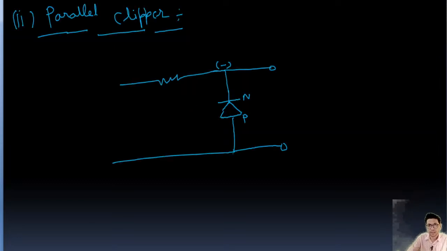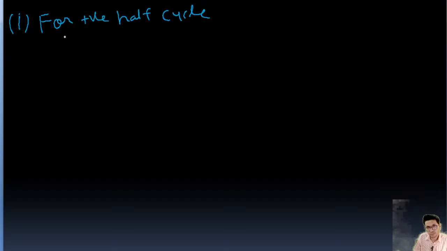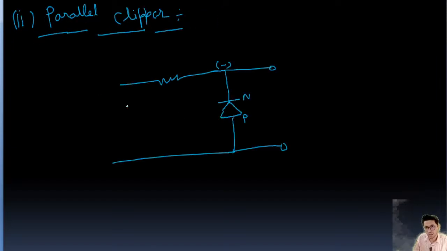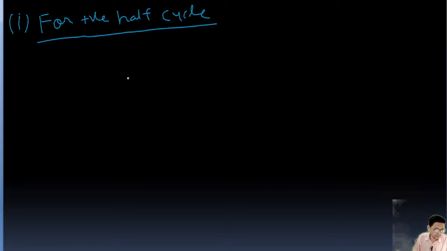Now for the positive half cycle. Here you can see that for the positive half cycle this will be positive, and here it will be negative, so it is negative and positive, right? So it is reverse bias, and reverse bias means this will be open circuited. So for the positive half cycle, this is going to be like this.